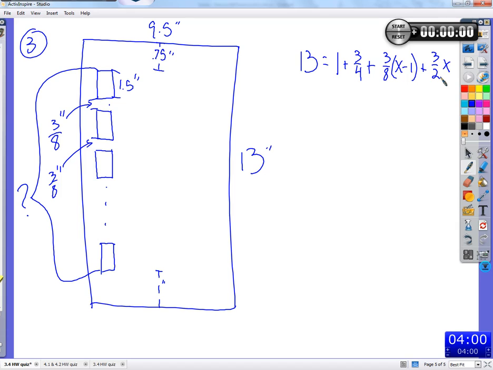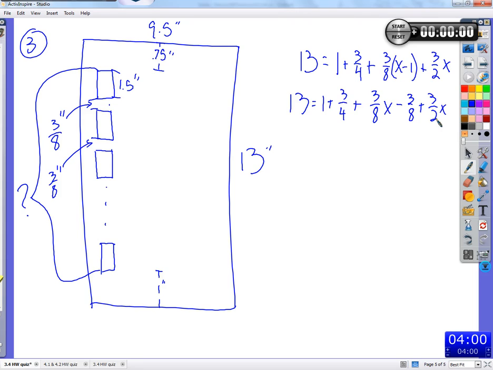The trouble that a lot of students run into is they try to do everything in their head before they start. Just do something. Take one step. What's one step we can take right now? You distribute 3/8 to the x. Great, let's do it. 13 for 1 plus 3 fourths plus 3/8 times x is 3/8 times x minus 3/8 times 1 is just 3/8 plus 3/2.